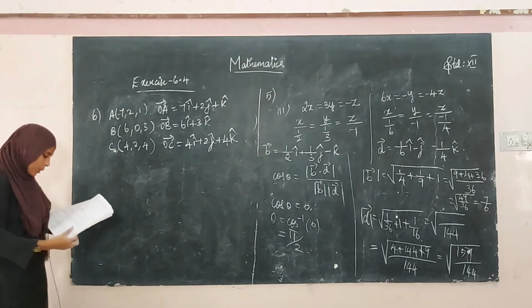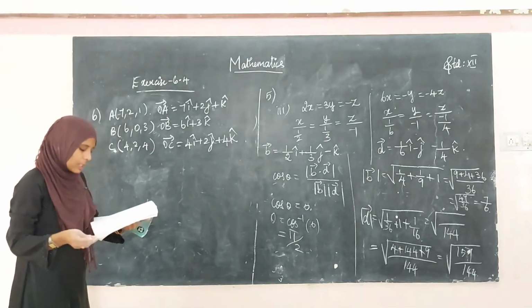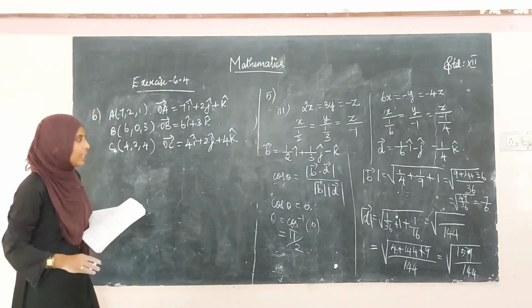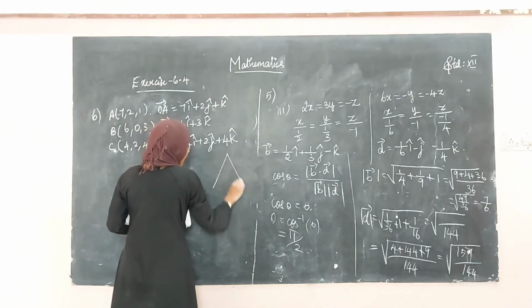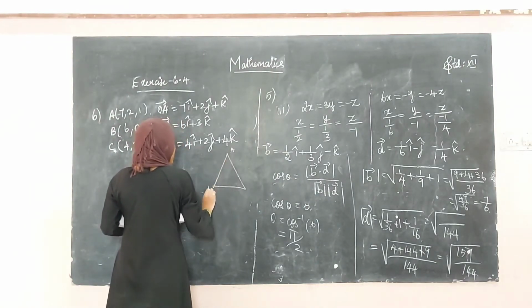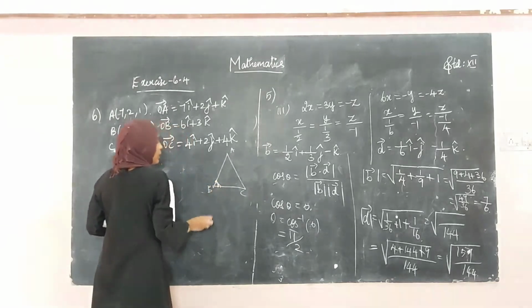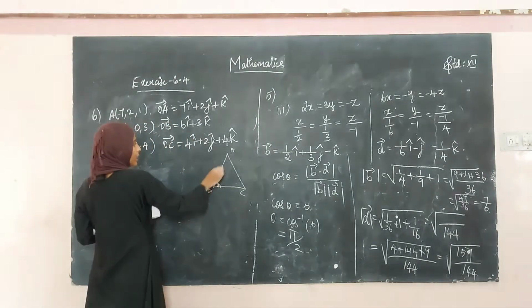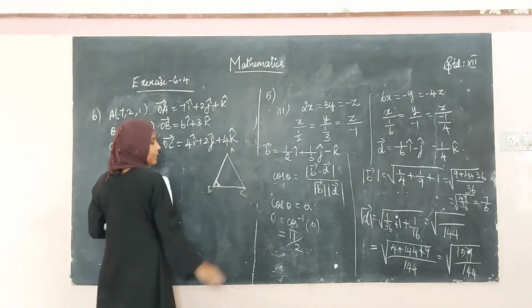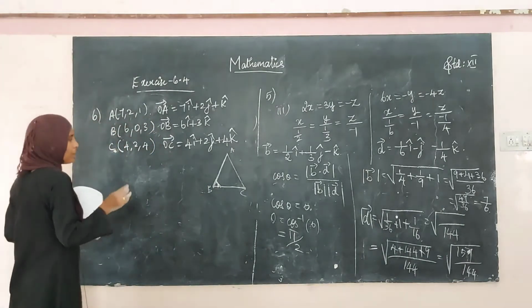So what's the question they have given? They have given 3 vertices. We have to find the angle ABC. If this is the triangle ABC, we have to find this angle. So what are the lines involved in this angle? That is AB and BC. So we want to find AB and BC.